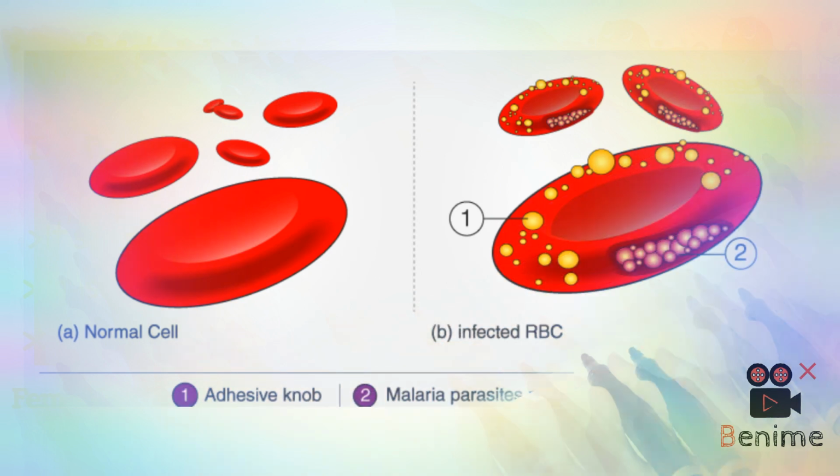In this diagram, we have a normal cell and an infected RBC. The infected RBC has bulge-like structures, yellow in color, labeled as adhesive nodes. These parasites multiply in the RBC and start affecting more cells.